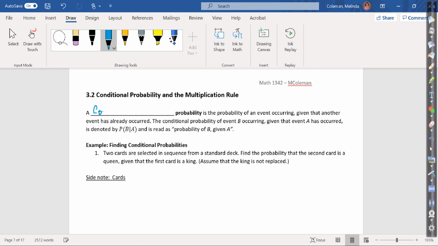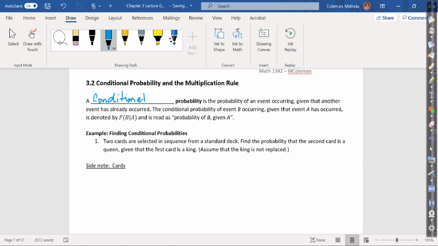A conditional probability is the probability of an event occurring given that another event has already occurred. The conditional probability of an event B occurring given that the event A has occurred is denoted by, here's going to be your notation, and we read that probability of B given A. So the probability of B given that A has already occurred.